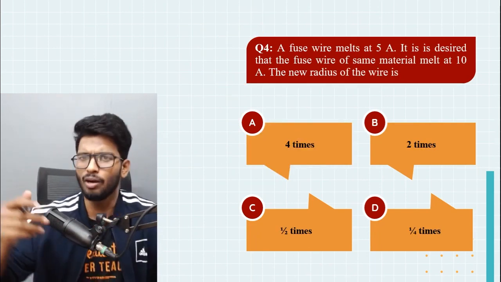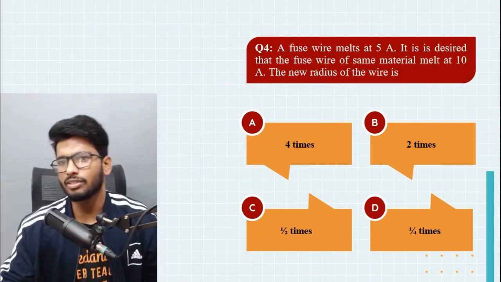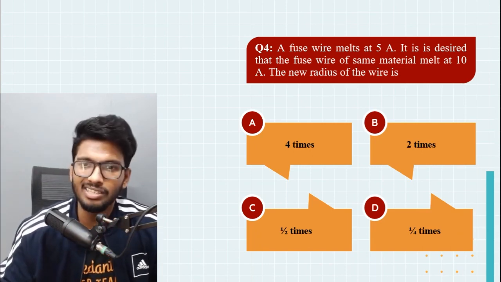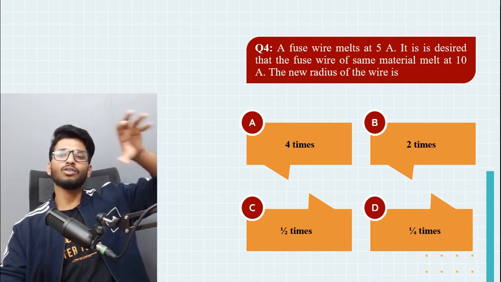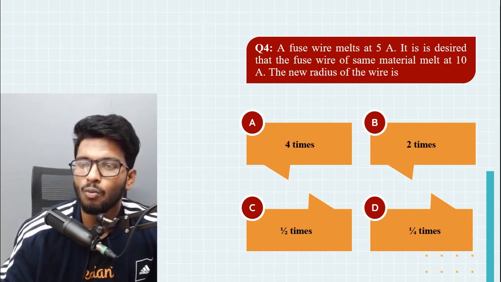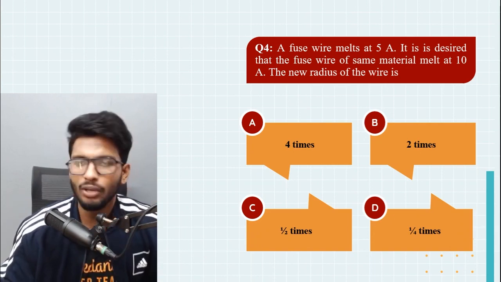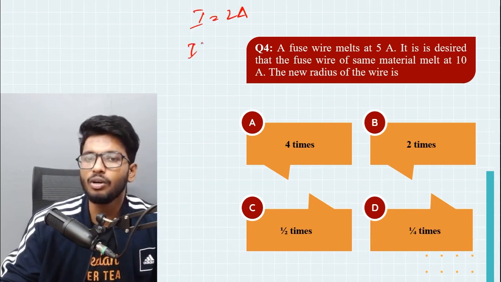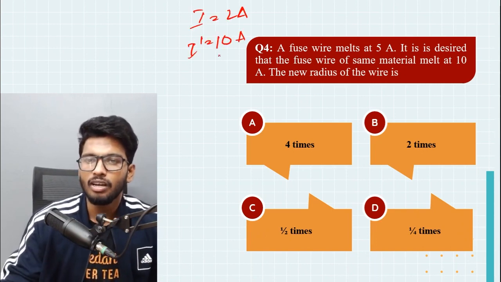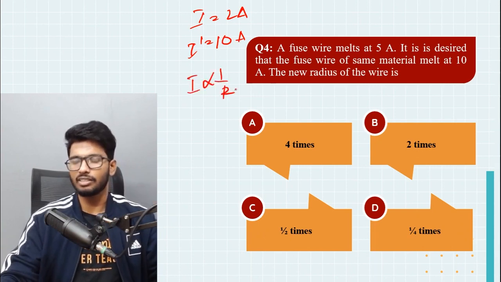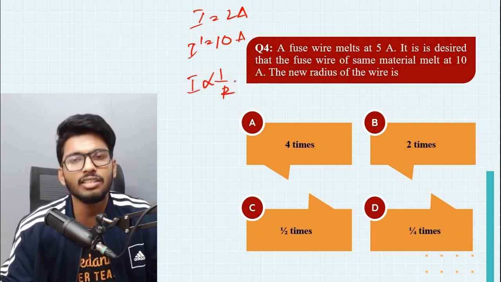Next one, people. Here's another one. A fuse wire melts at 5 amperes. If it is desired that the fuse wire of the same material melts at 10 amperes, the new radius of the wire is 4 times, 2 times, half times, or 1/4 times. So here is the thing, guys. The initial current is given as 5 amperes. The new current that you want to get is 10 amperes. So we know that current is inversely proportional to resistance. The more the resistance, the lesser the current.